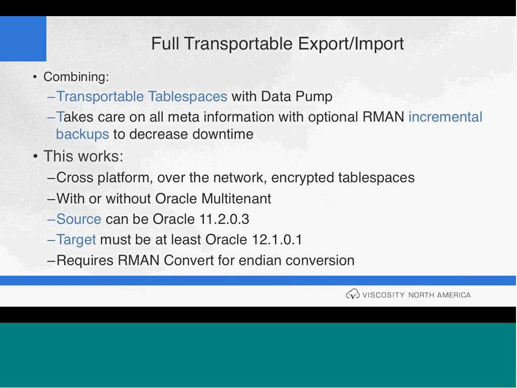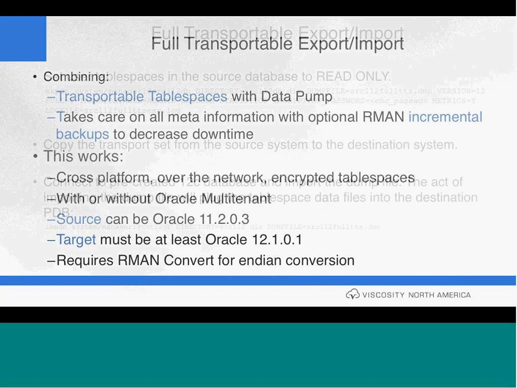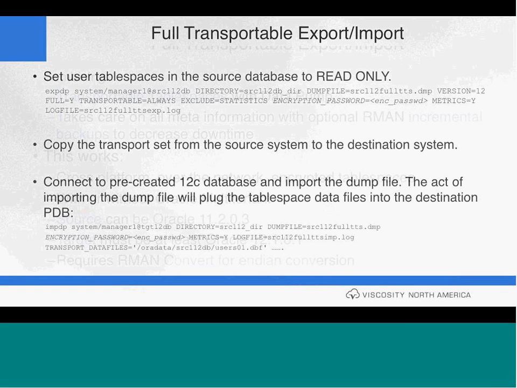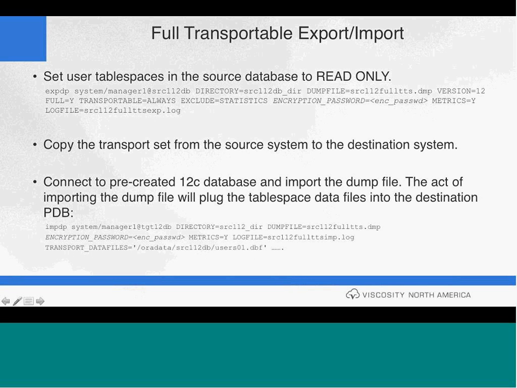And this is the recap of all the steps that we talked about previously. So version equals 12, full equals y, and transportable equals always. Then copy the data files from source to target, and on the database we run the regular steps.